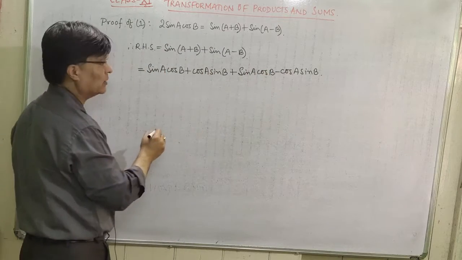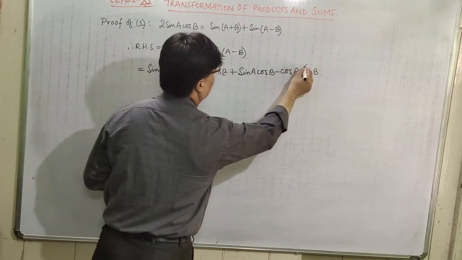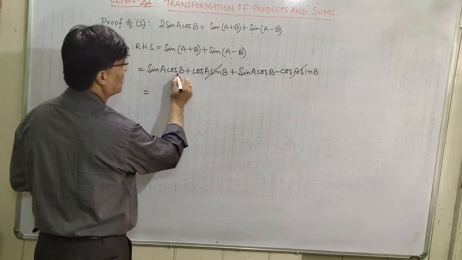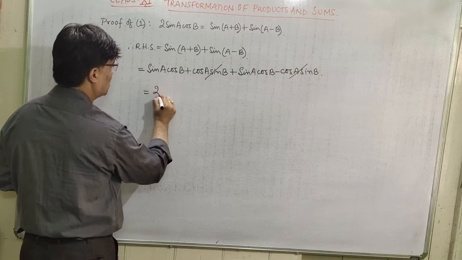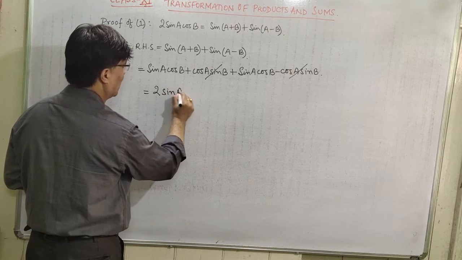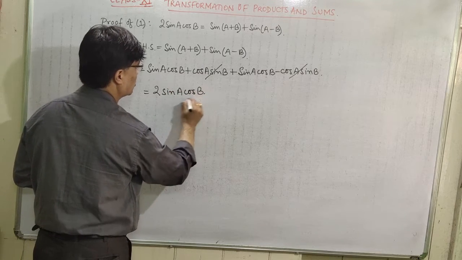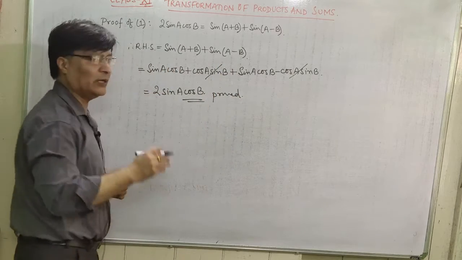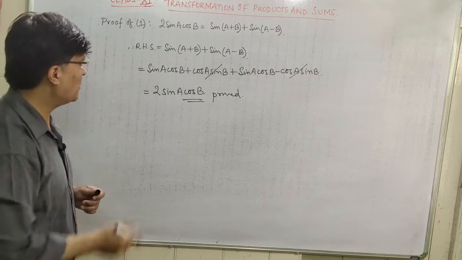Cos a sine b. Okay, so here this cos a sine b will be cancelled, right? And what about sine a cos b plus sine a cos b? It will be 2 sine a cos b. So it is done, proved. Okay, you have understood now? So you can copy it.